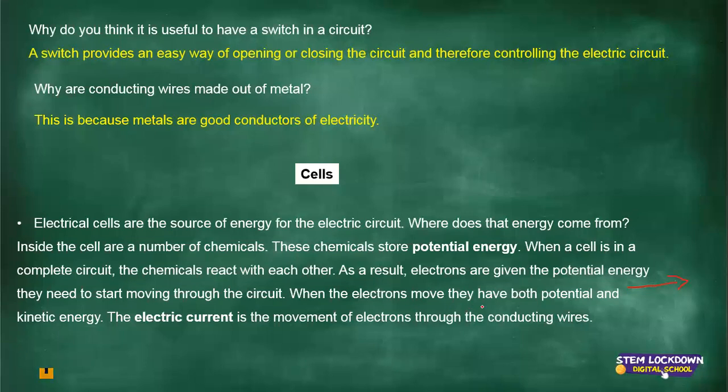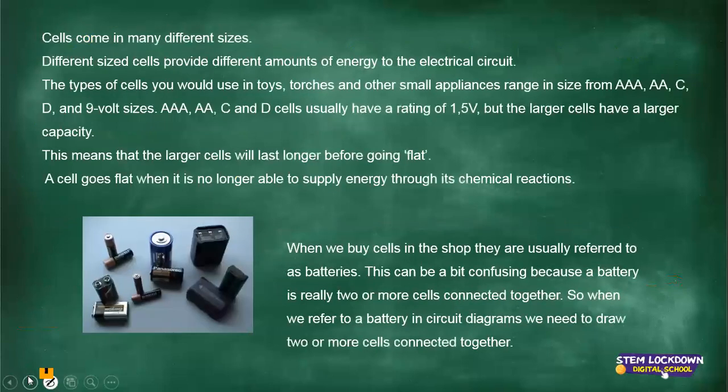When the electrons move, they have both potential energy and kinetic energy. The electric circuit is the movement of electrons through the conducting wire. Kinetic energy is the movement of the electrons through the conducting wire, and this kinetic energy is the electric current. So batteries come in different sizes, and different sized batteries provide different amounts of energy in a circuit.